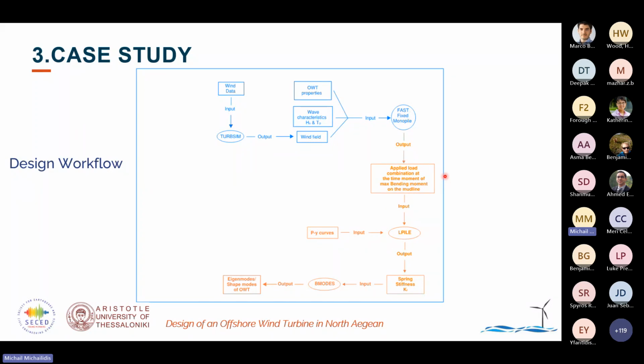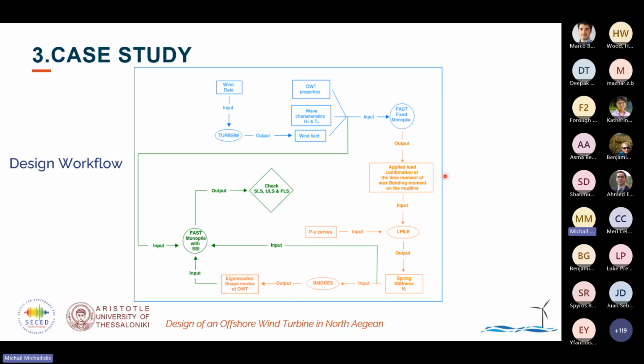Later, we're obtaining the set of the applied loads that we're applying on the head of the pile using LPILE software, where we have already set the respective p-y curves for the current study of the sandstone case, in order to obtain the spring stiffnesses, Ki, that we need later to import to the BModes in order to conduct the eigenmode analysis and receive the coefficients that we need to import later to the FAST monopile model, including the soil structure interaction, using, of course, the initial parameters that we have already used, but corresponding now to the full penetration length and the respective properties for the case study.